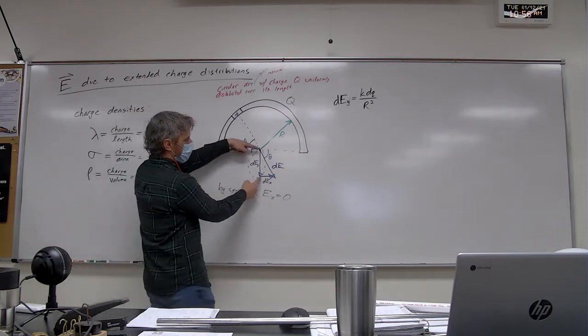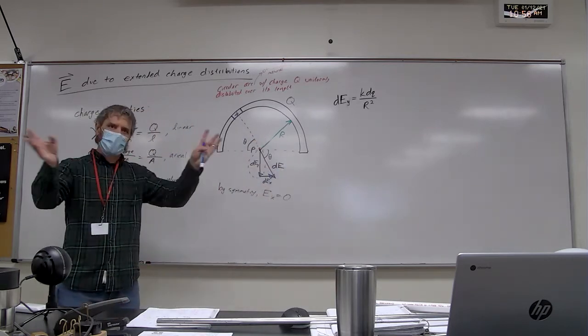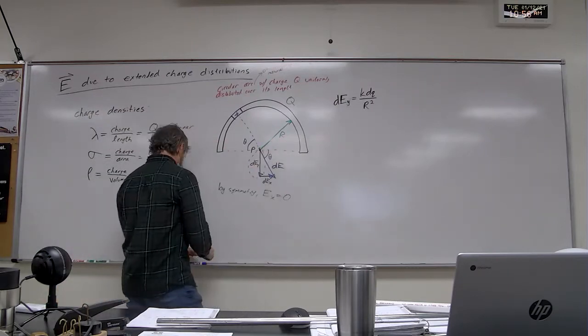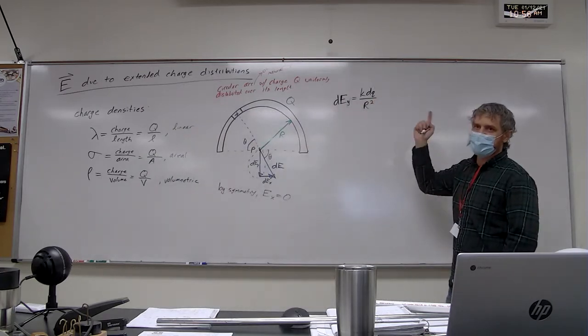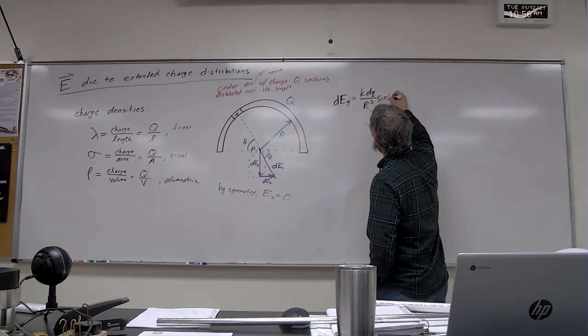Or you can take dEy and move it over to here, in which case it's the opposite component, right? Remember, you can move vectors around when you're dealing with them. So that's going to be the sine component. So this will be not k dq over r squared, but k dq over r squared times the sine of the angle theta.